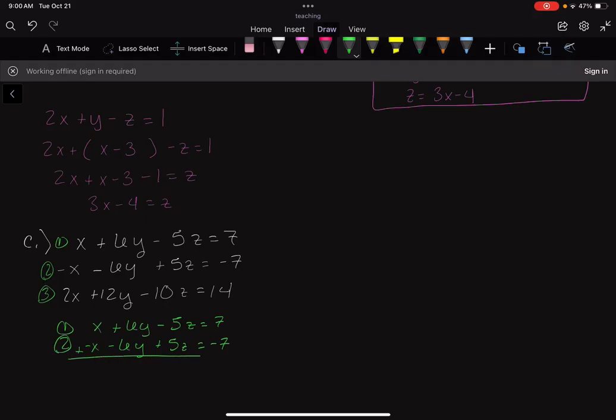Now if I add these equations together, I get 0 equals 0. You see how it immediately happened? That means that they are intersecting at a plane. So like all three planes are actually the same.